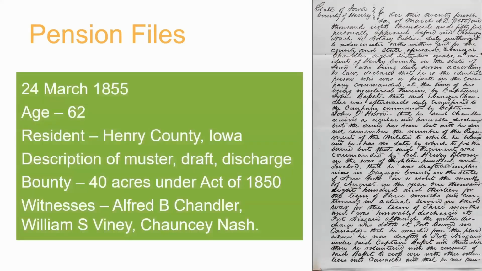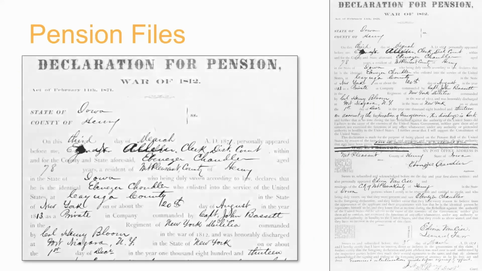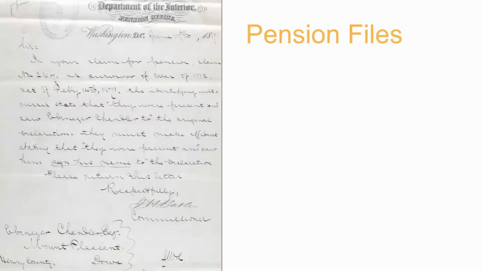Next, we find more about this Ebenezer when it's dated, and it tells us he was 62 years of age, so it tells us about when he was born. And then it gives us more about how he received his bounty of 40 acres, and it gives us some more witnesses. One is a Chandler, so it could be a potential relative. And then I could see the declaration for his pension.